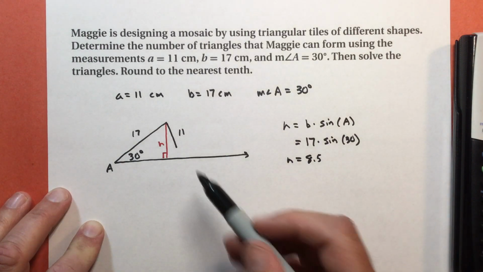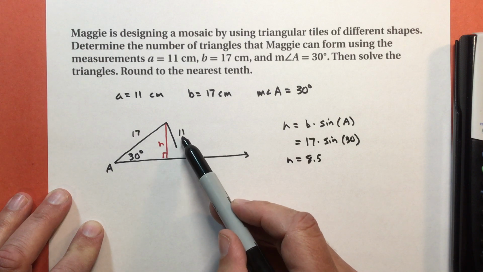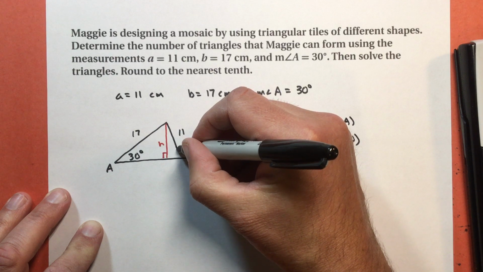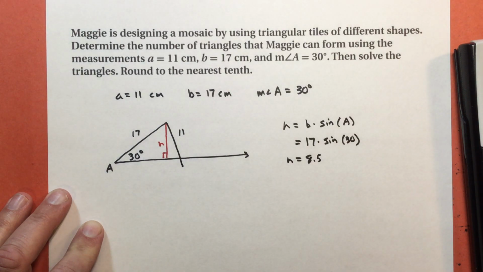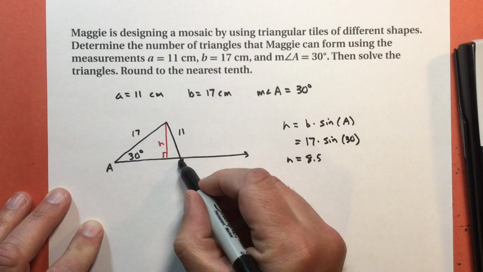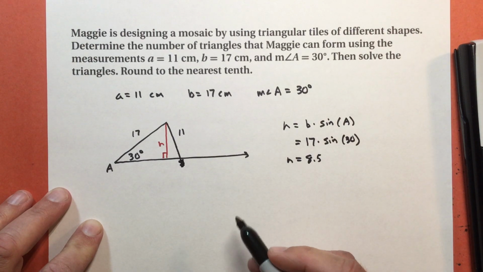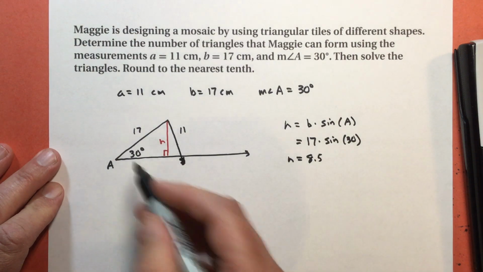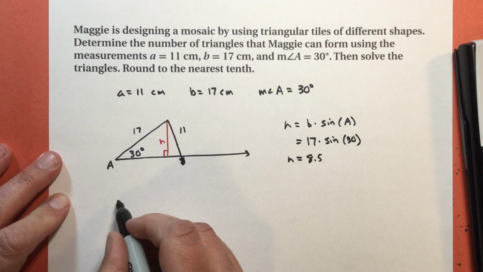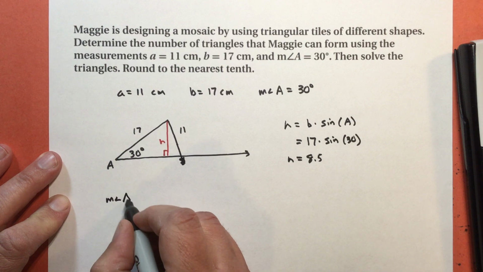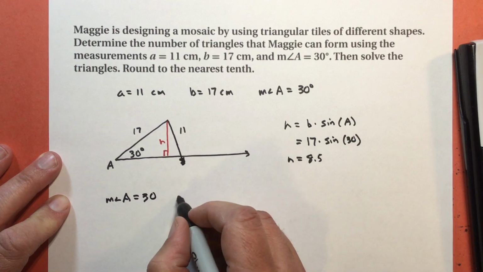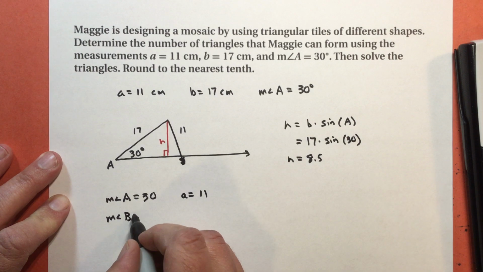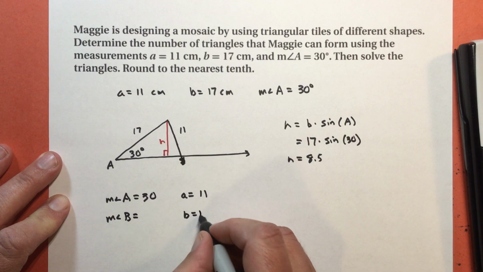And that means that if this is 8.5, I should have drawn it further. Whoops, sorry, I didn't mean to go beyond it. I should have drawn it further. Okay, that's great. So let's use the law of sines to figure everything out. You got the measure of angle A, which is 30 degrees, and I've got side A, which is 11. The measure of angle B, I don't know yet, but side B is going to be 17.